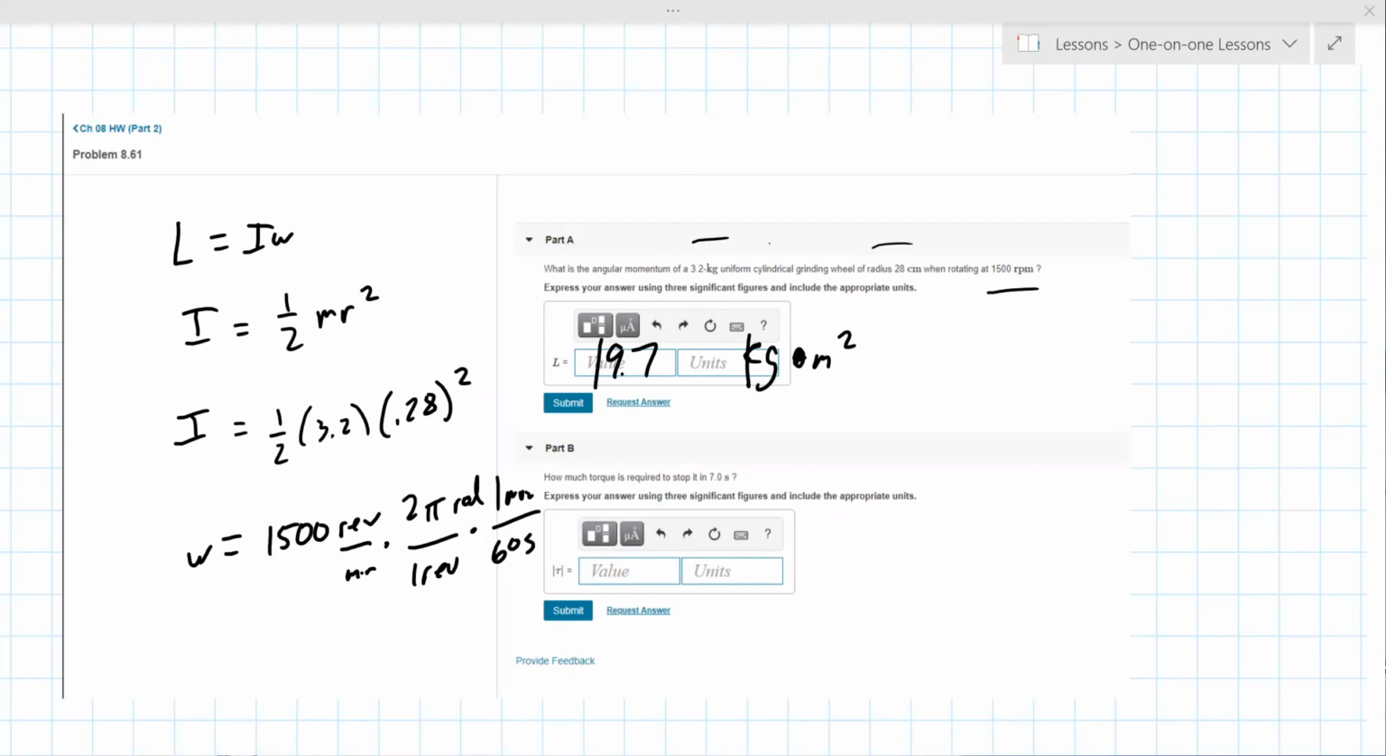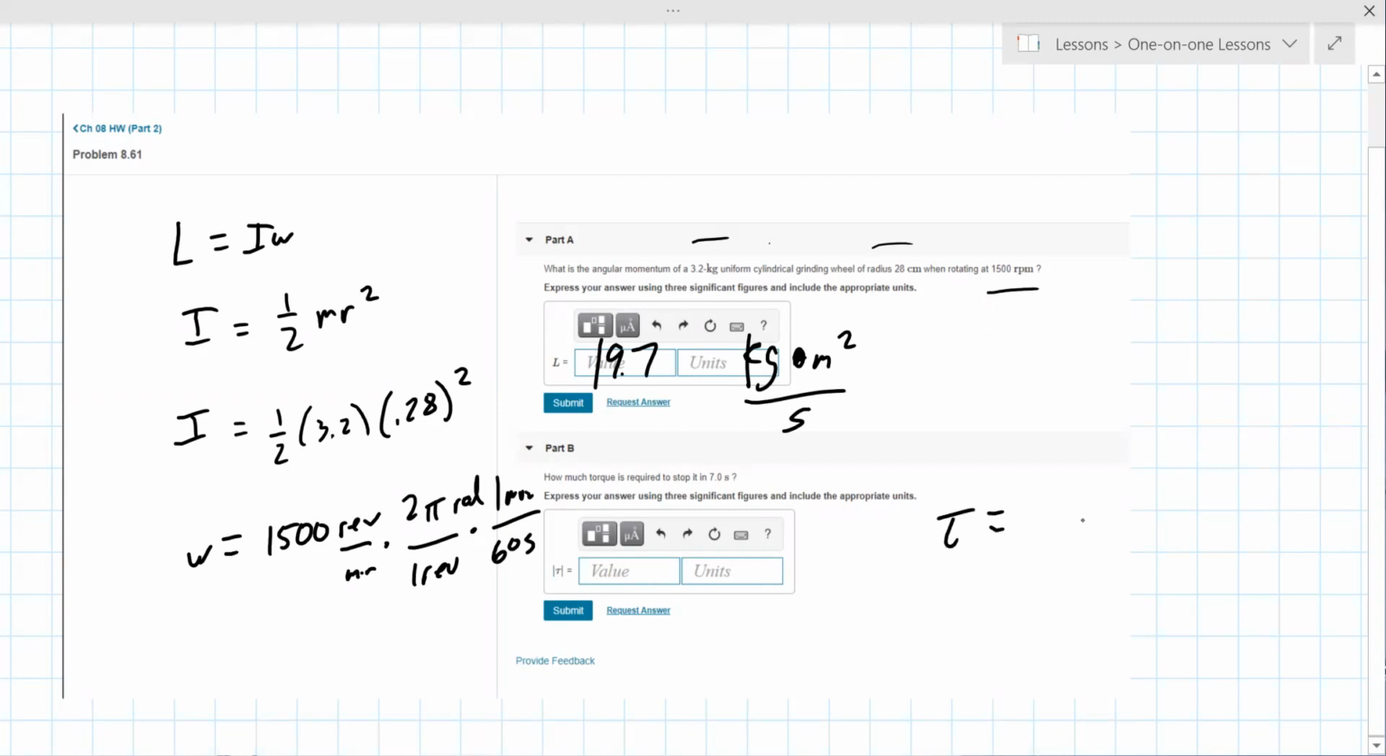Enter your answer using units of angular momentum. Oh yeah, angular momentum is something different. I don't know what it is. Let me check. You can always check a previous problem, units of angular momentum, and it's per second. Over seconds. Okay. And that's correct. Okay. How much torque is required to stop it in 7 seconds?